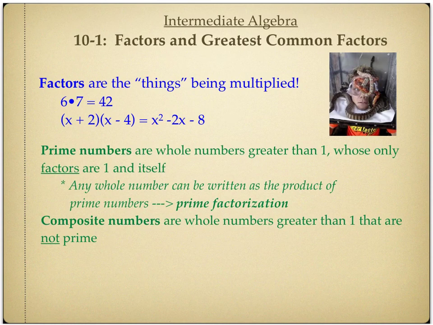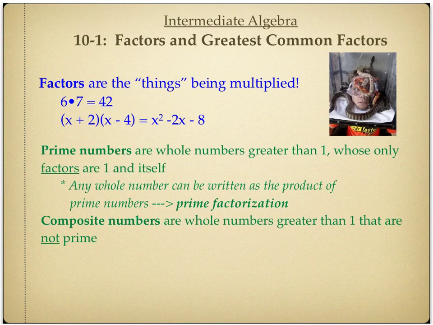This is chapter 10, and our first one is lesson 10.1, factors and greatest common factors. Now, as we talk about factors, factors are things that are multiplied together. Oftentimes they're numbers. For instance, in this case, 6 times 7 is 42. 6 and 7, of course, are the factors.